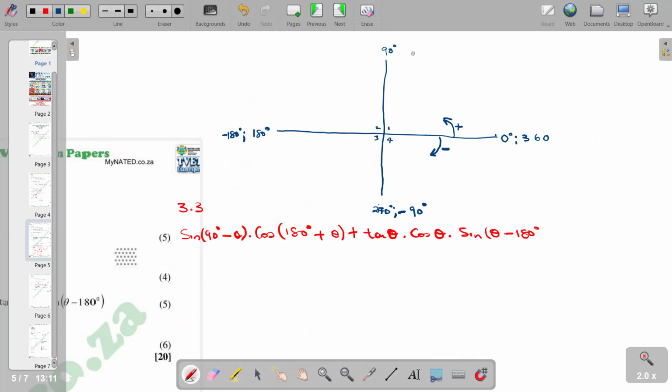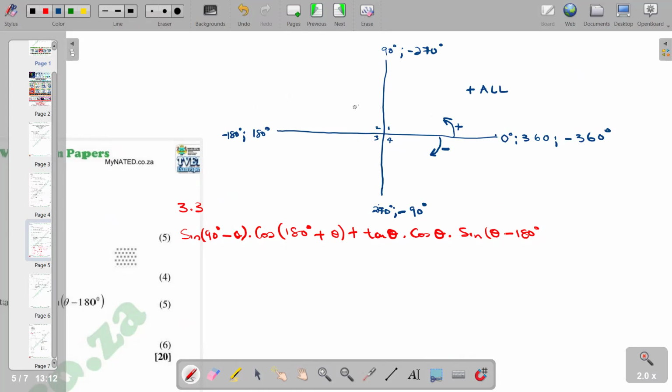Then here it becomes a negative 270 degrees. When we complete a revolution, we are now going to have a negative 360 degrees. And we have to know that in the first quadrant, all our ratios are positive.